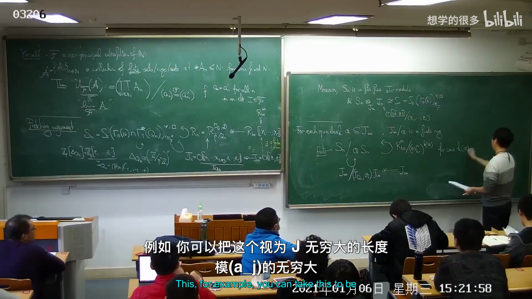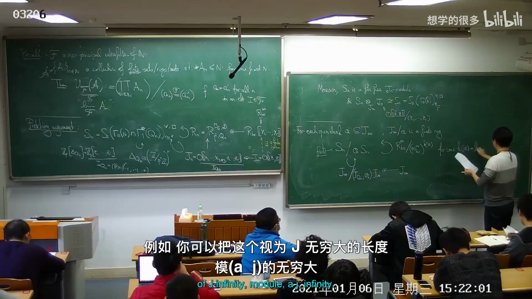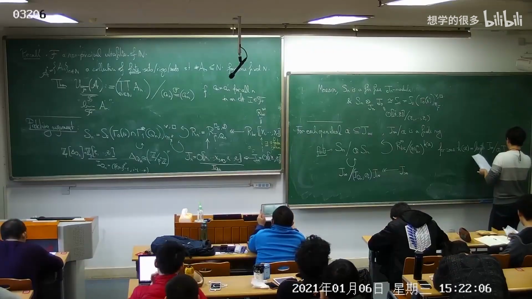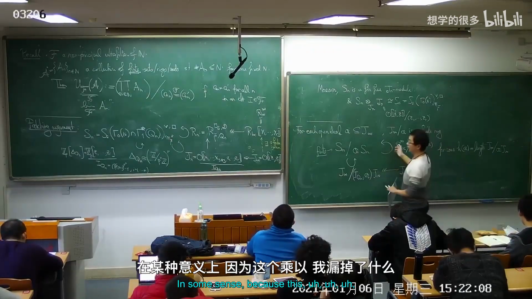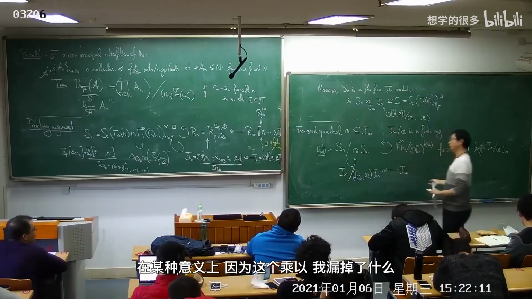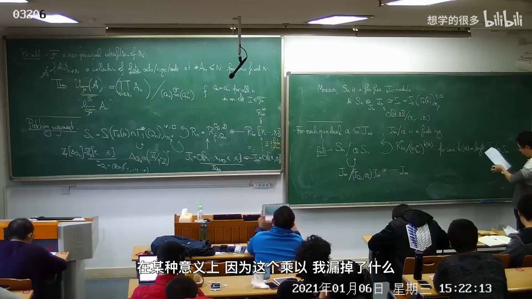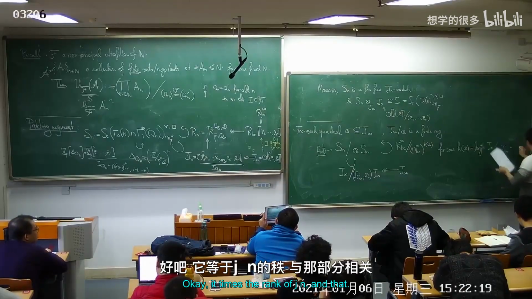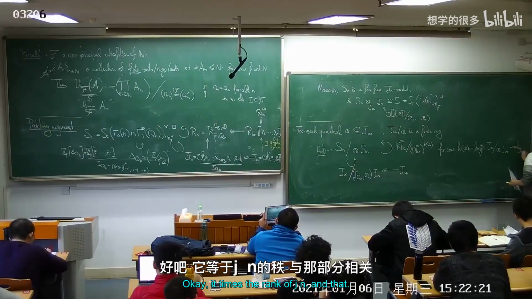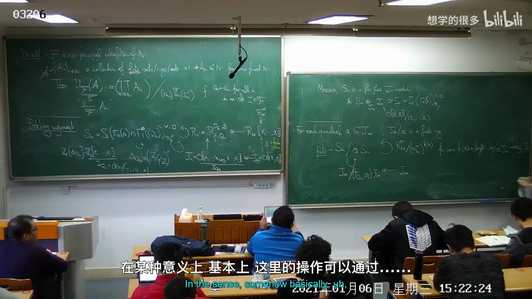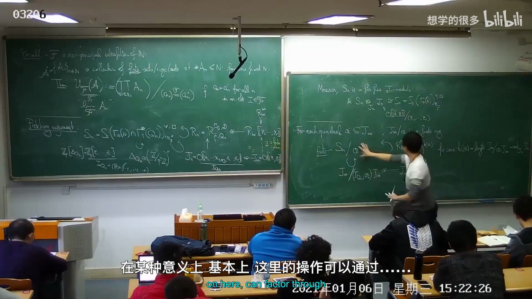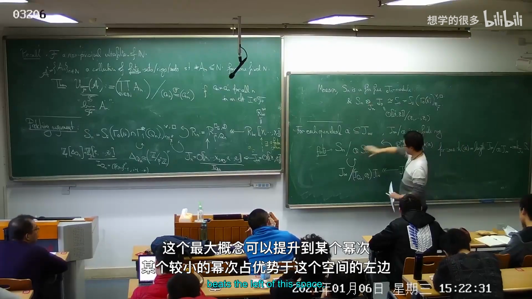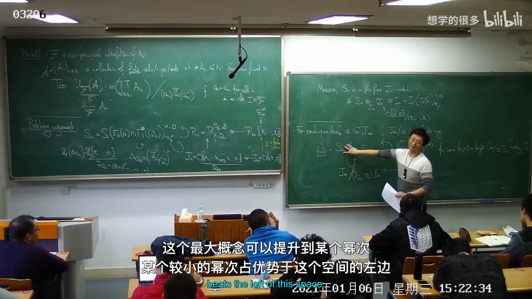This, for example, you can take this to be the length of J infinity modulo A J infinity, times the rank of J_n S_n. In the sense that basically this action here can factor through the maximal ideal to some power, as long as the power beats the length of this space.